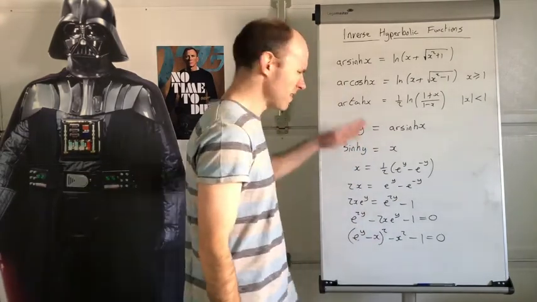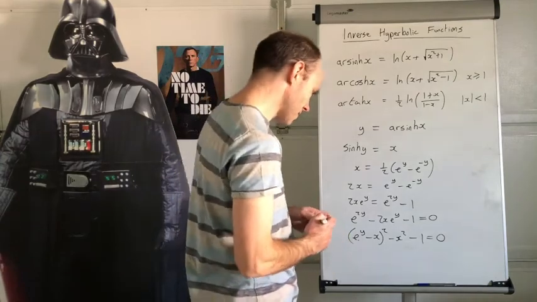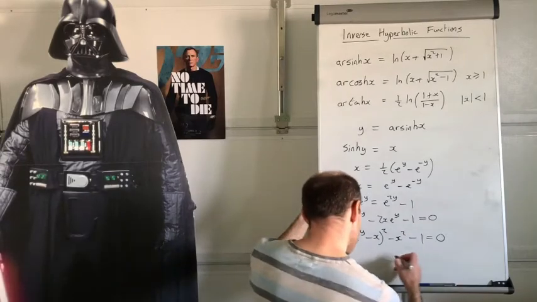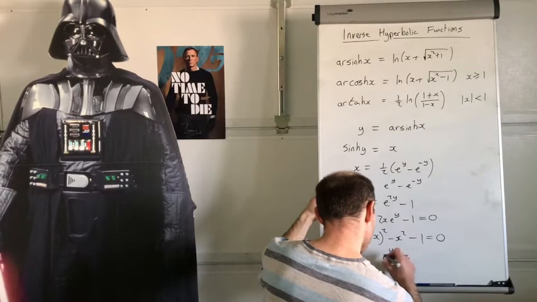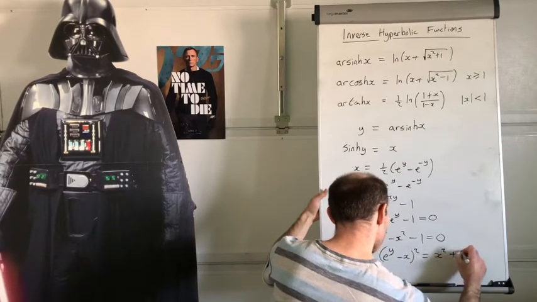I haven't got enough board space. Never mind. Right, down here again then. So I'm going to write (e^y - x)^2 is equal to x^2 + 1.